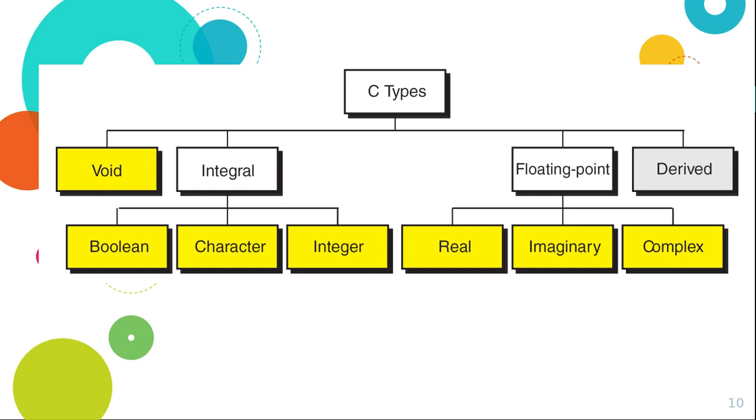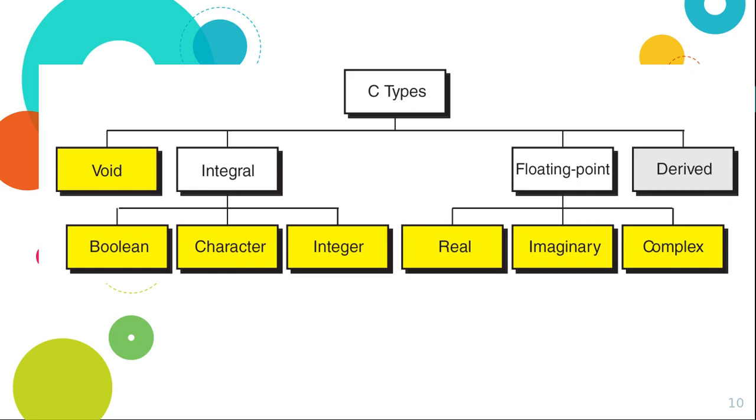Integral means an integer constant. An integer can also be boolean, true or false, because true and false can be represented by 0 and 1. And characters, by default, like A B C D E F G, whatever characters you include in C, all come by default as ASCII characters, and they have an integer value associated with them. For example, small a is 97, small b is 98.